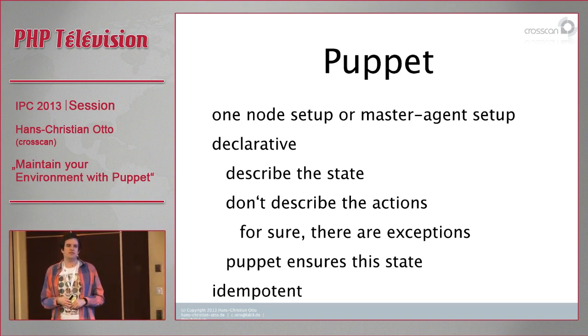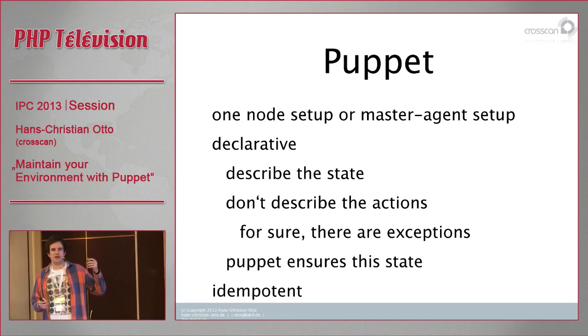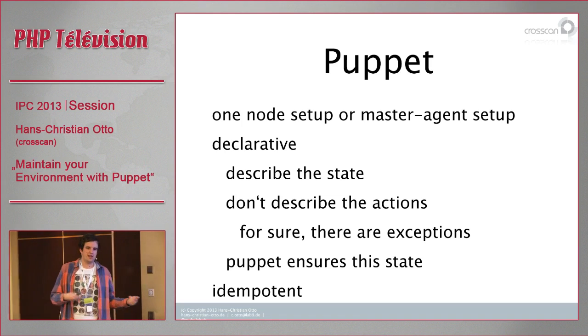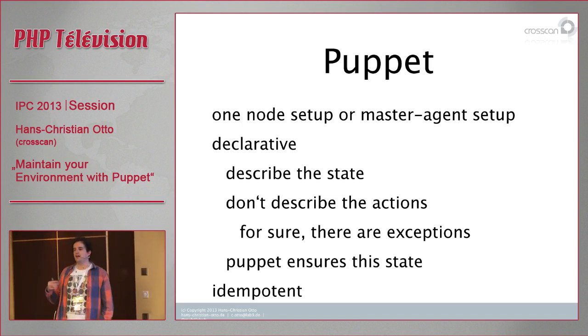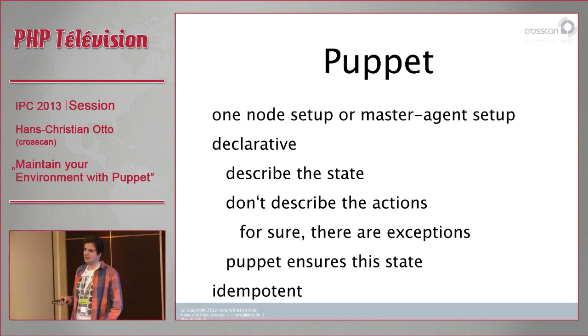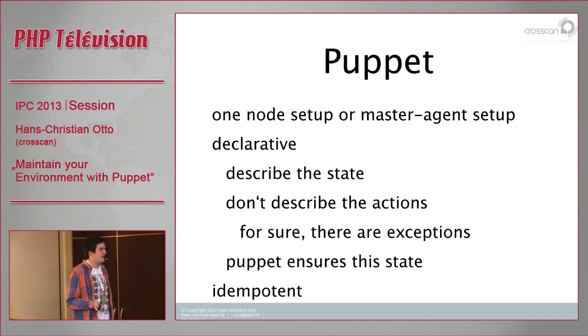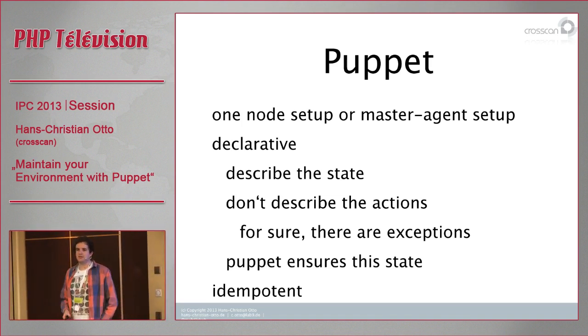Some companies even use the one-node setup in a big cluster. So they have, for instance, Debian packages which distribute the Puppet source code to all nodes and then execute it locally. But you lose some features if you do that. You don't have a single point of failure in that case, which might be nice, but you lose some features. I would always suggest going the master agent way, unless you have too many nodes and you can't scale your master anymore.